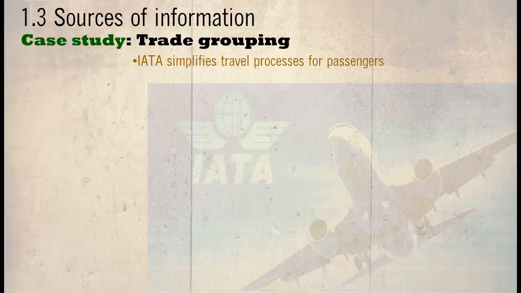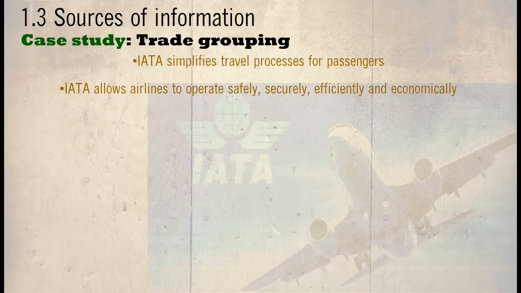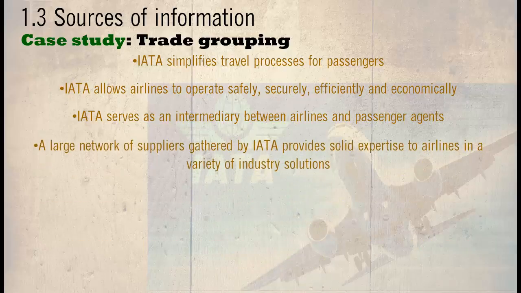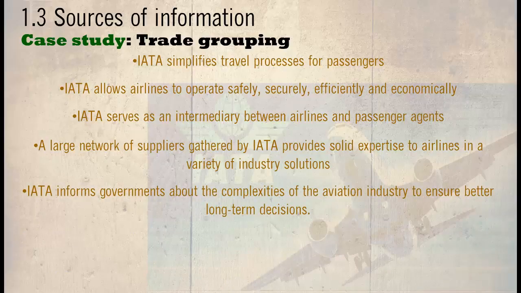IATA simplifies travel processing for passengers. IATA allows airlines to operate safely, securely, efficiently and economically. IATA serves as an intermediary between airlines and passenger agents. A large network of suppliers gathered by IATA provides solid expertise to airlines in a variety of industry solutions. IATA informs governments about the complexities of the aviation industry to ensure better long-term decisions.